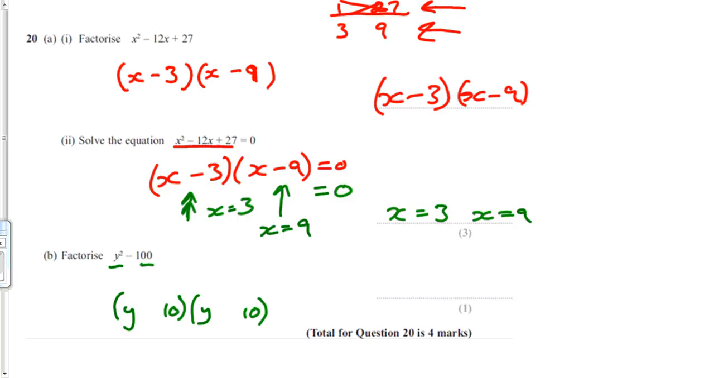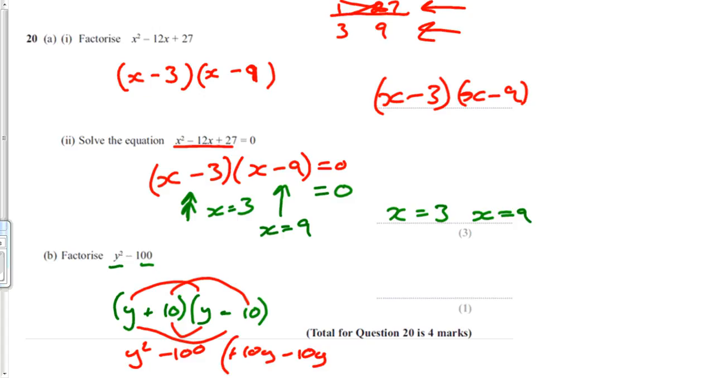And you make one of them positive and one of them negative. The reason for that is, if we use the smiley face method to multiply it out, y times y would be y squared. 10 times minus 10 would be minus 100. The nose would be plus 10y. The mouth would be minus 10y. And 10y take away 10y would cancel out, leaving you just with y squared minus 100. So the final answer is y plus 10, y minus 10.